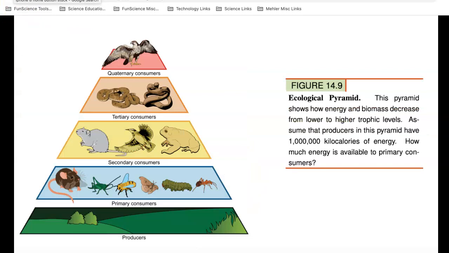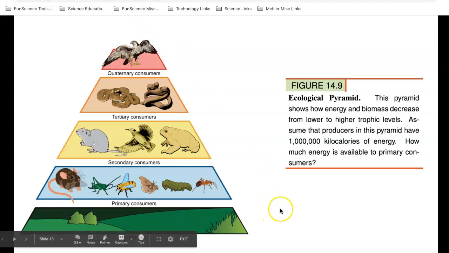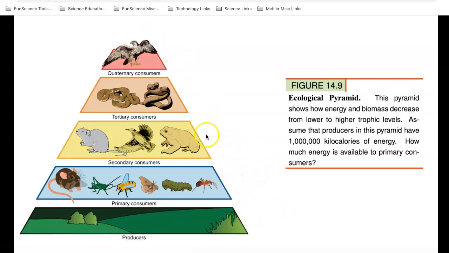This is a diagram that's really important to ecologists, and this is called the Ecological Pyramid. This pyramid shows how energy and biomass decrease as you go through different trophic levels. Here's the bottom trophic level, where the primary consumers are, up to the secondary consumer, the tertiary, which means the third, the quaternary, the fourth, and finally, whoever is on top, in this case, this type of raptor or hawk, up on the top of the ecological pyramid, and the final trophic level. As this happens, assume that producers in this pyramid have about 1 million kilocalories of energy. And as it moves up, we get less and less of that energy available to each of the trophic levels.